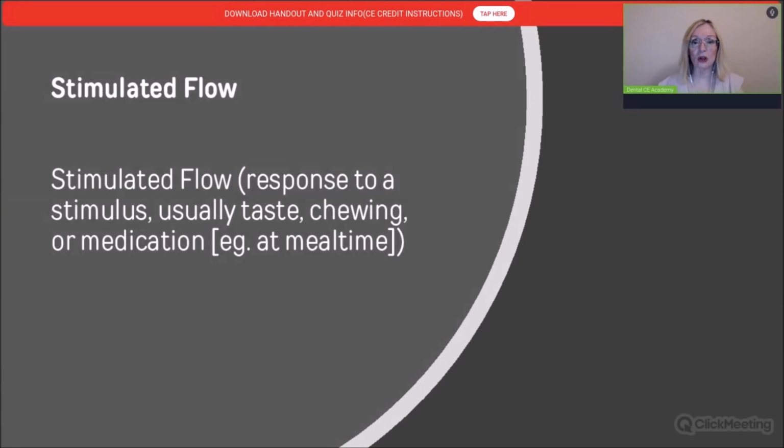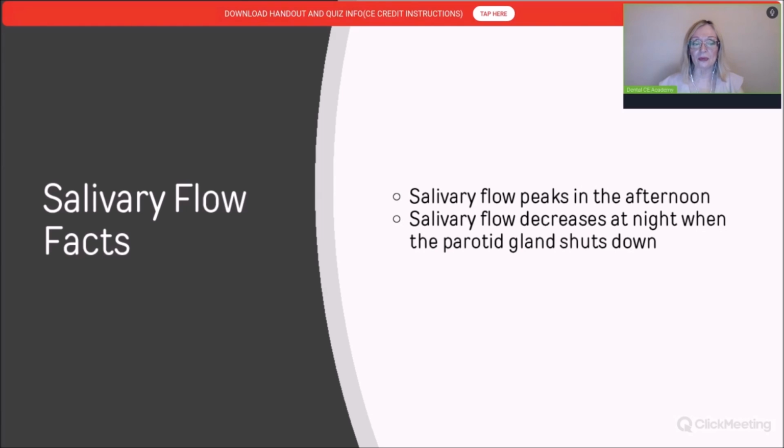So then stimulated flow is a response to stimulus, and our major glands secrete intermittently according to stimulation, but our minor glands do not. They're stimulated all the time, and a feedback from those major glands as well. So if the major glands shut down, eventually the minor glands could shut down as well.